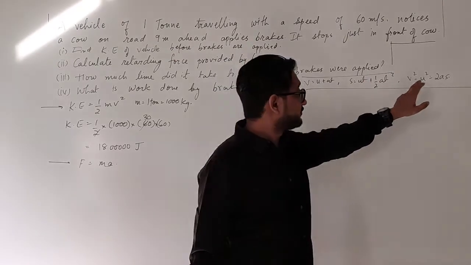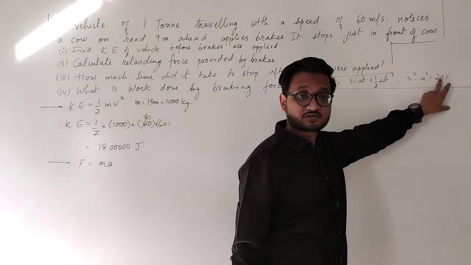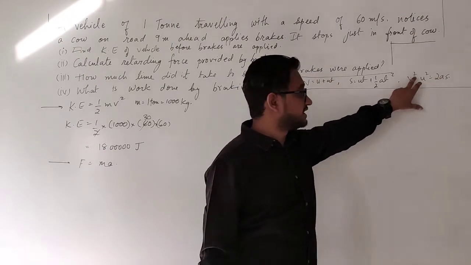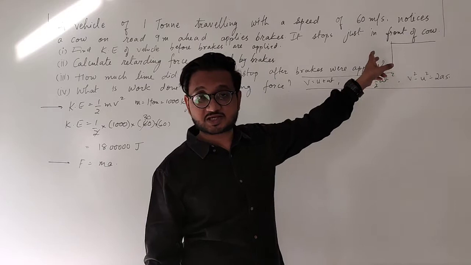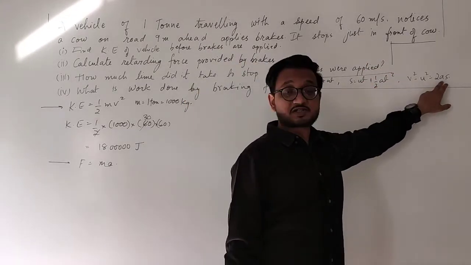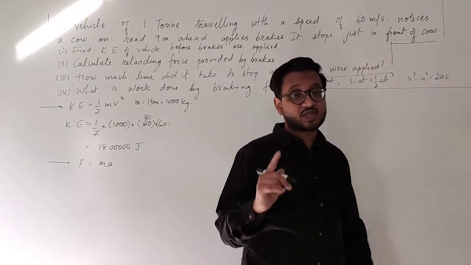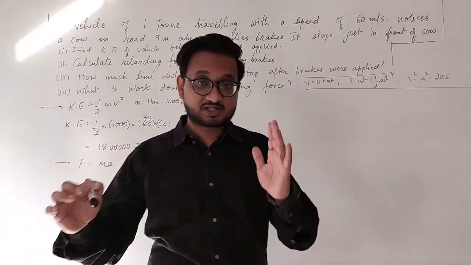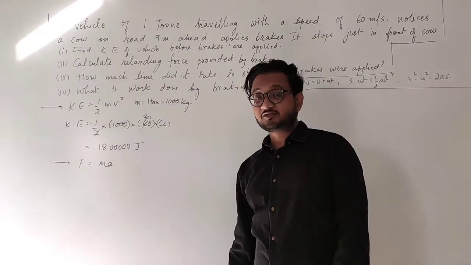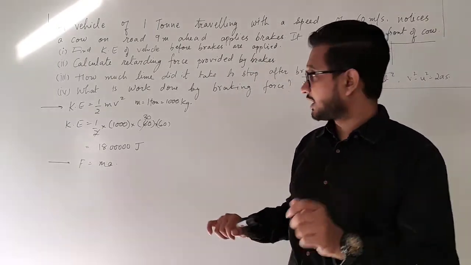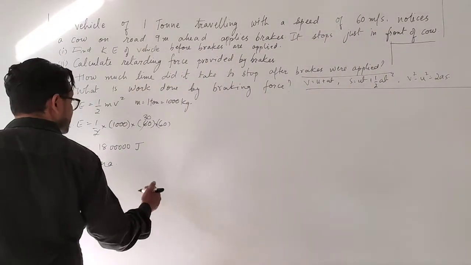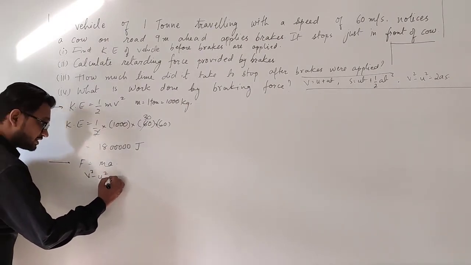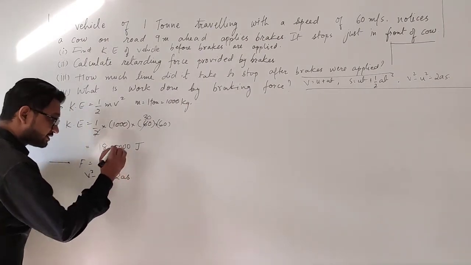time yet. We will find the acceleration using the third equation, because we have final velocity, that is 0, initial velocity, that is 60 meters per second, and acceleration we need to find, and displacement is 9 meters. We know that displacement is 9 meters. That is where the vehicle stops in front of the cow. And so we will use the third equation, that is v square minus u square equals 2as.